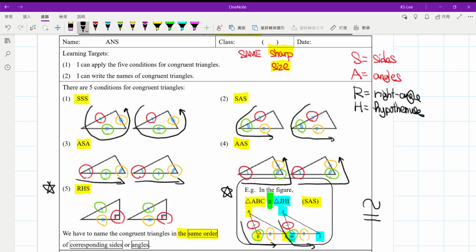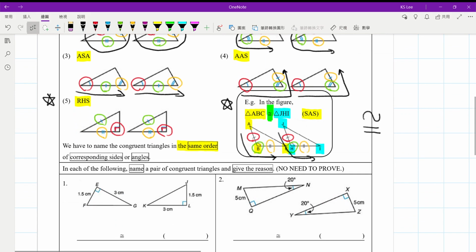So we are going to look at more examples. Here, name a pair of congruent triangles and give the reason. For today's work, we don't need to provide the steps for the proof. We are going to learn the proof in the next lesson.